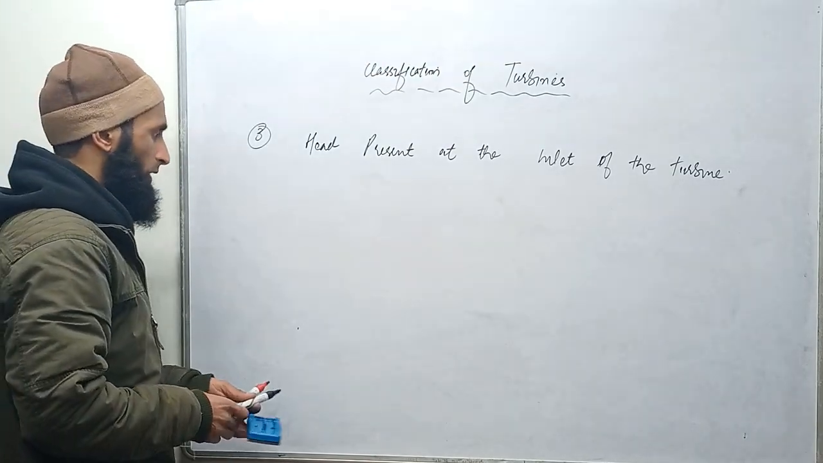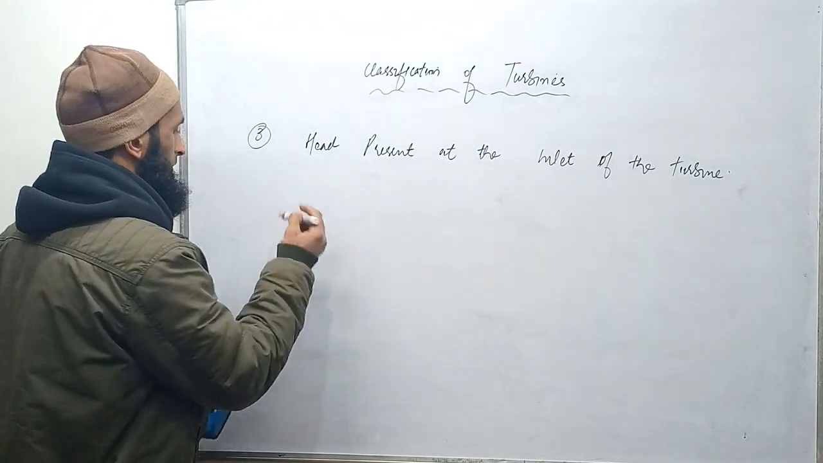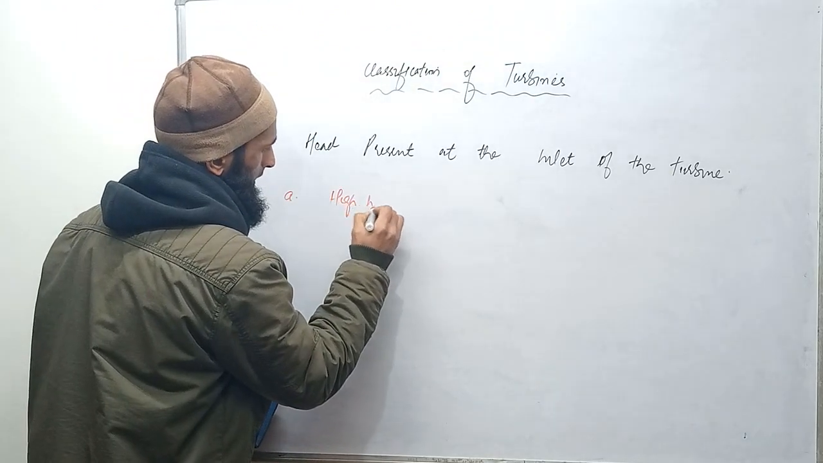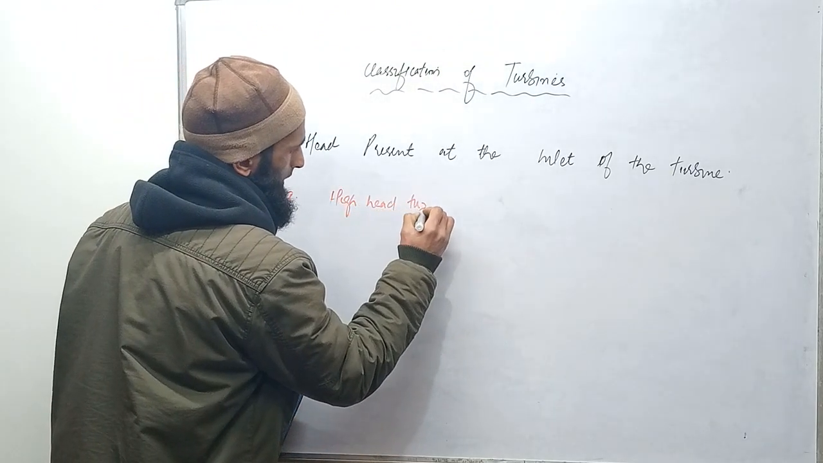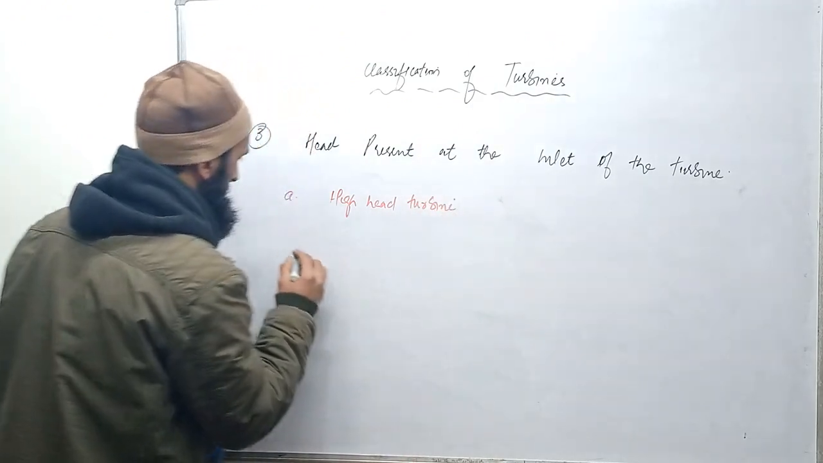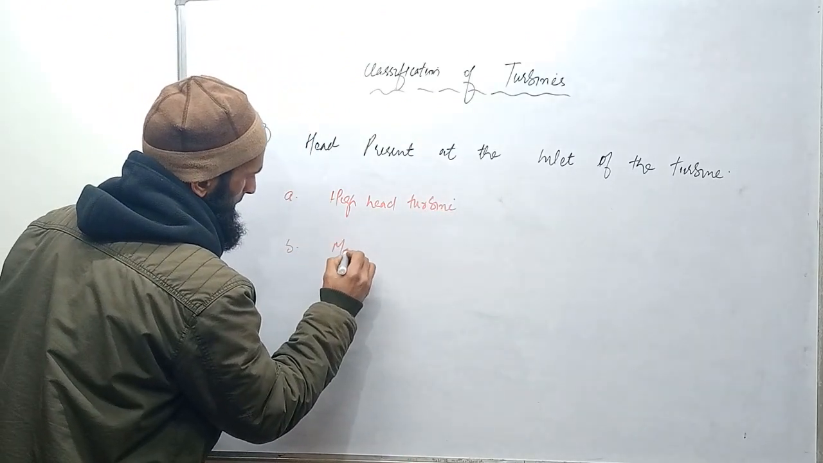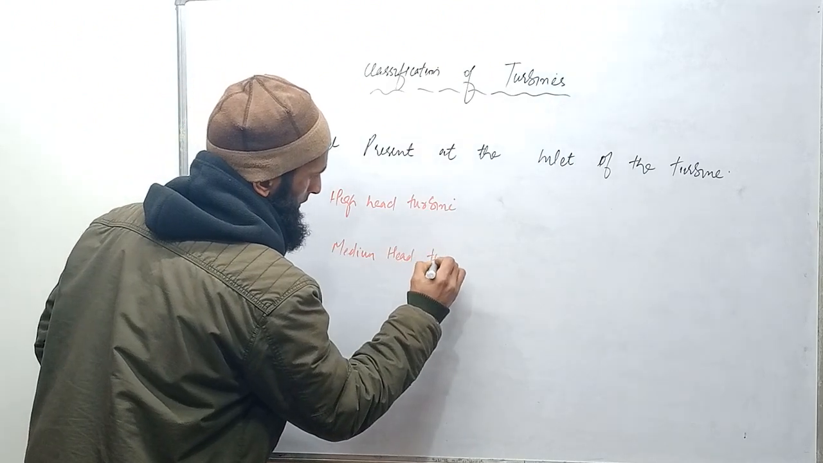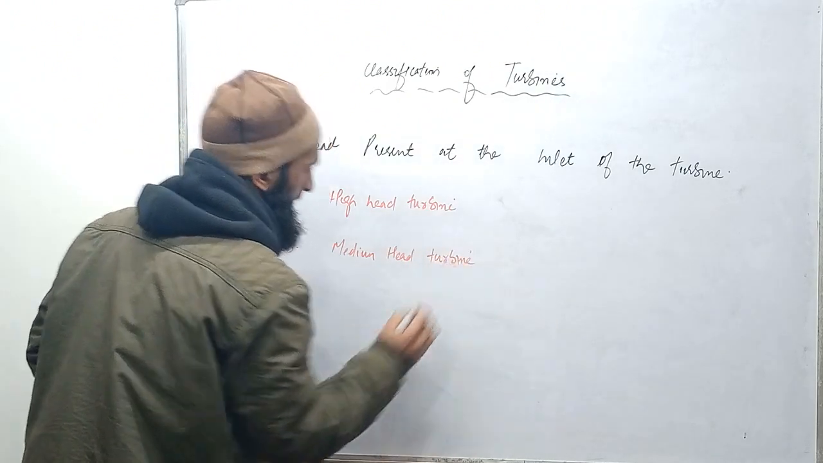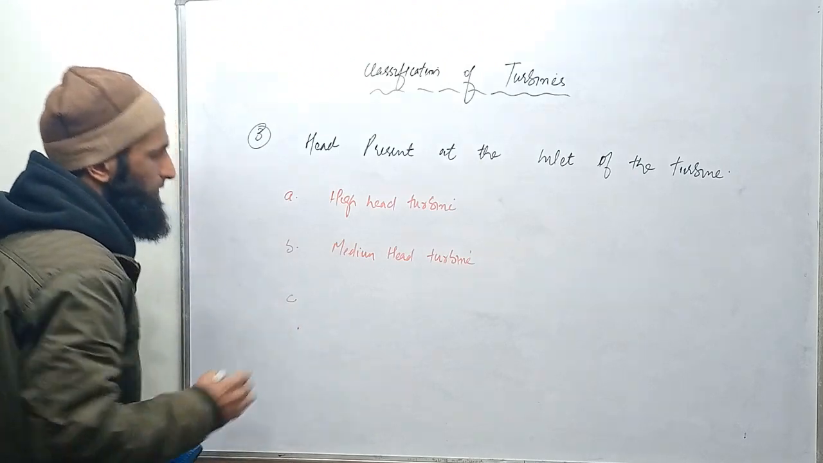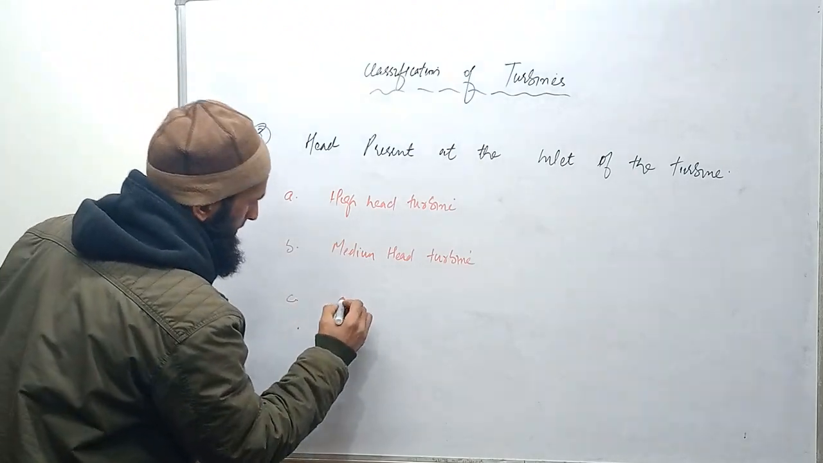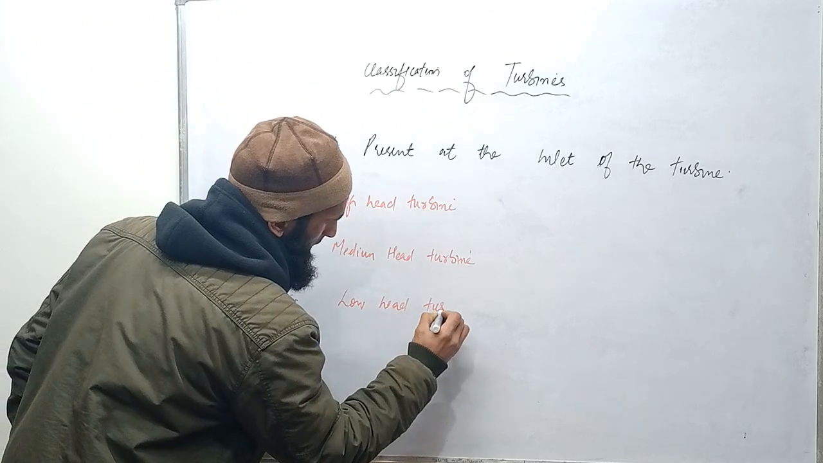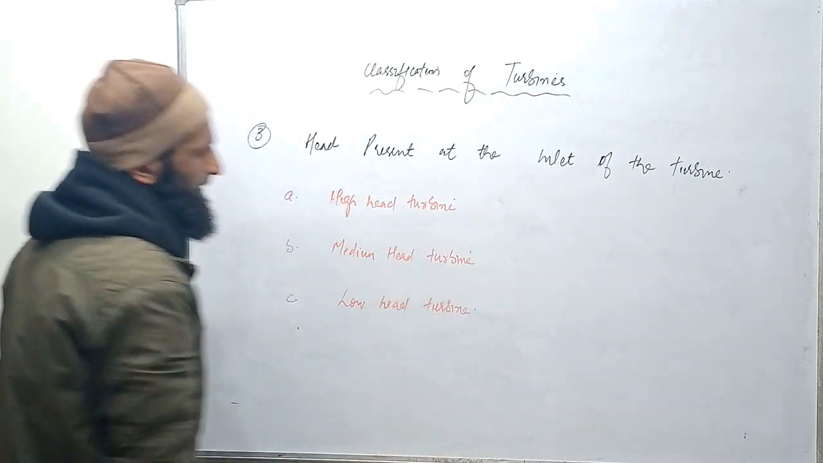One is high head turbine. Two is medium head turbine. And three is low head turbine.